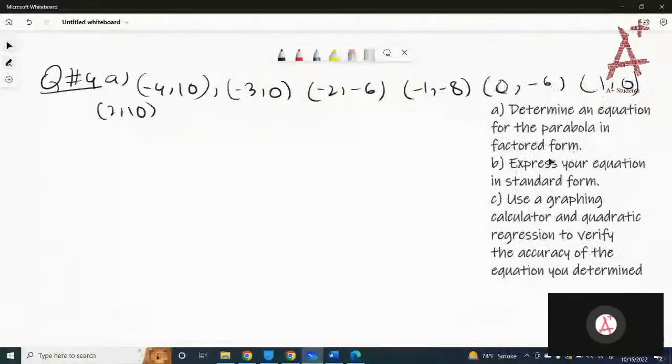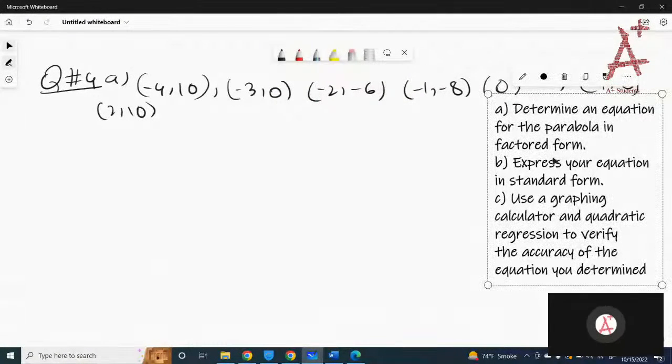Then we have to determine an equation for the parabola in factored form. Express your equation in standard form. Then use a graphing calculator and quadratic regression to verify the accuracy of the equation you determined. Got it? Okay, so let's start with the first part, determine an equation of the parabola in factored form. For the equation in factored form, we'll have to look for the zeros. So here we have two zeros: negative 3, 0 and 1, 0.